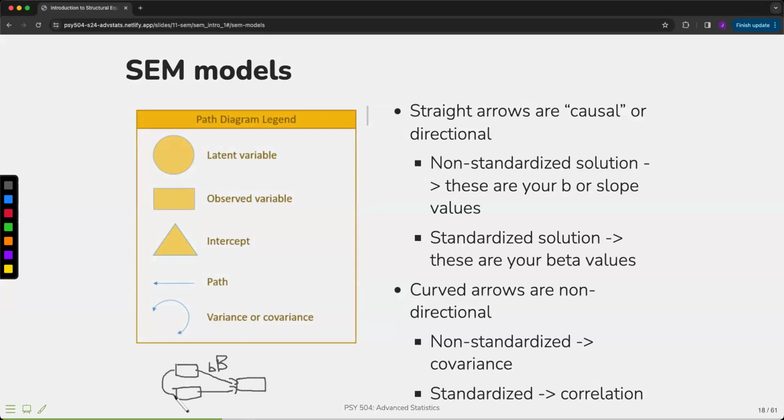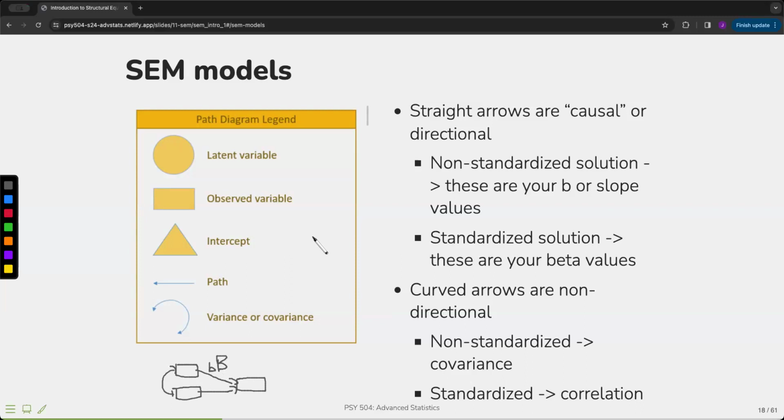And when we're talking about double-headed arrows or covariances, when it's non-standardized, we refer to these as covariances. And when it's standardized, we refer to these as correlations. And it's quite common when we are describing these types of models to talk about these in standardized units. It's rare to talk about these in unstandardized metrics. So when you're fitting these models, you should try to standardize your coefficients just to make interpretability a little easier.